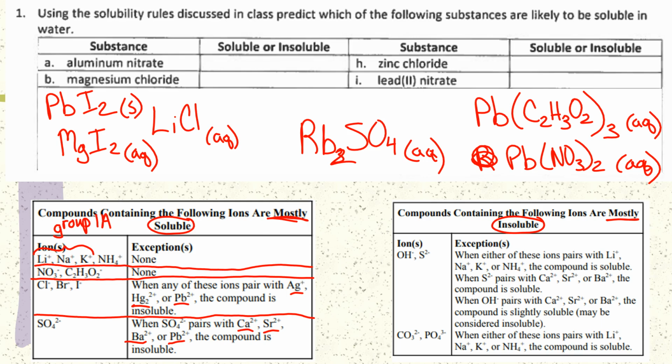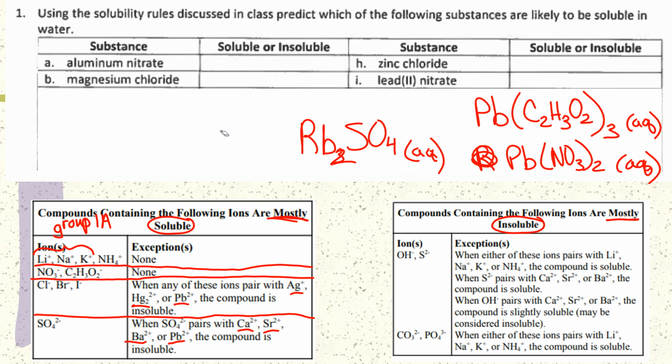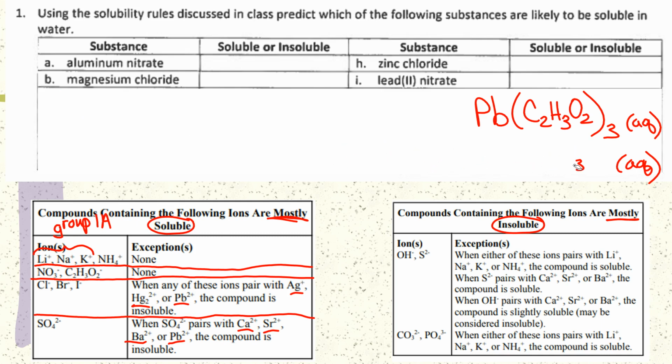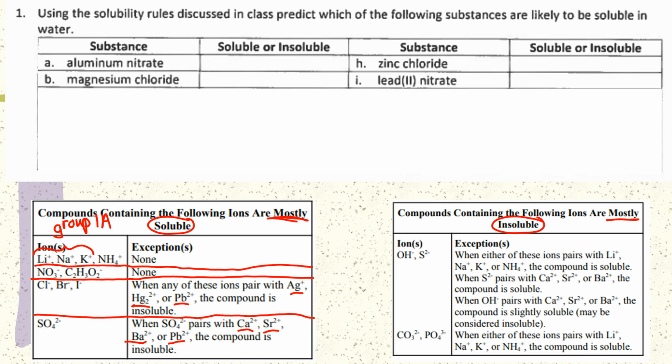All right, now, things that make things insoluble. So we're going to start looking at this list and looking at the exceptions. All right. So everything on this list is insoluble except when the conditions apply. So hydroxide and sulfide, OH negative and sulfide, compounds containing those are always going to be insoluble except when bonded with a group 1 metal or ammonium. All right. So if it's bonded with a group 1 metal or ammonium, that makes it soluble. Anything else, it's insoluble.